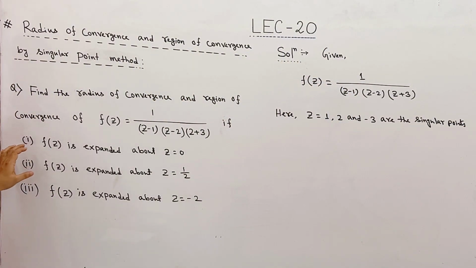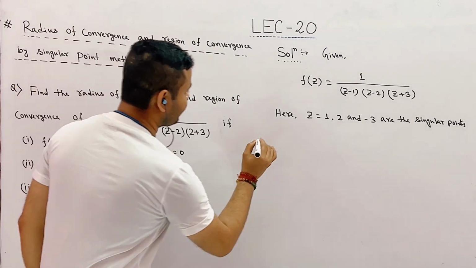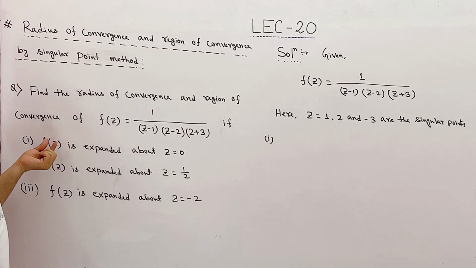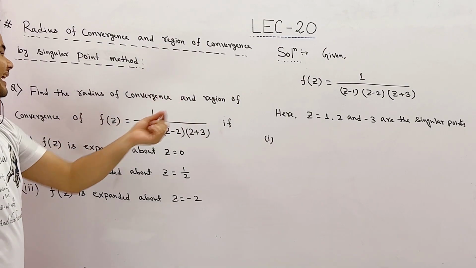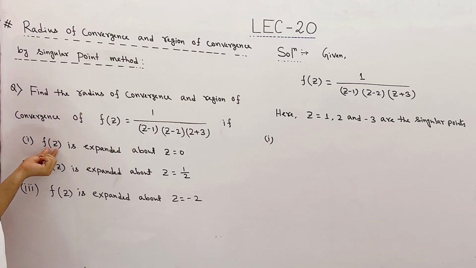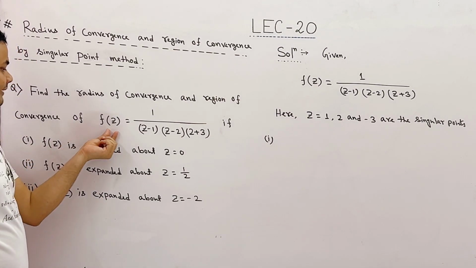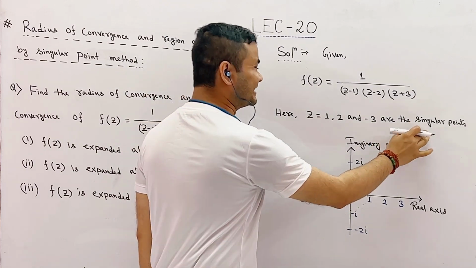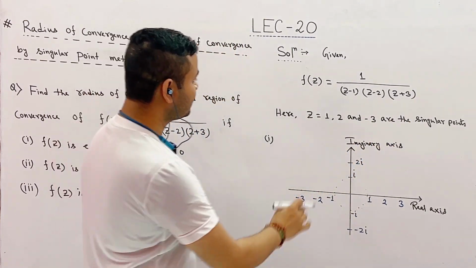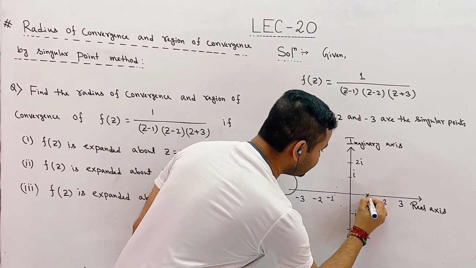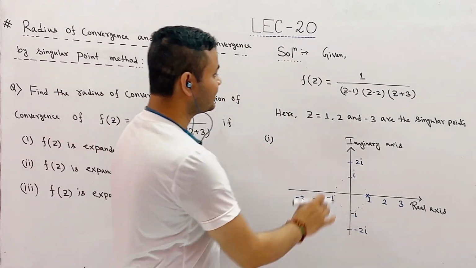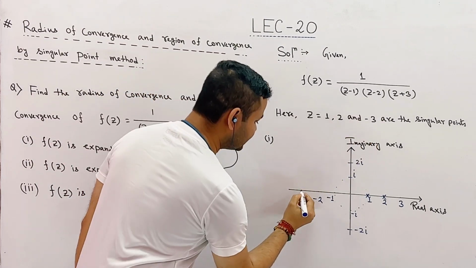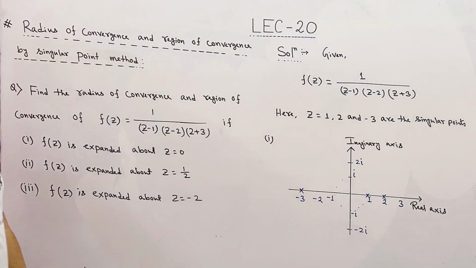Next, let us solve problem number 1. Problem number 1 says we have to find out the radius of convergence and region of convergence if we expand this function f of z about the origin. Now let us find out the location of the singular points on the z plane. So here this is the location of the first singular point, and this is the location of the second singular point, and this is the location of the third singular point.